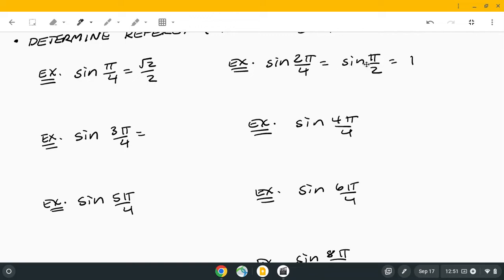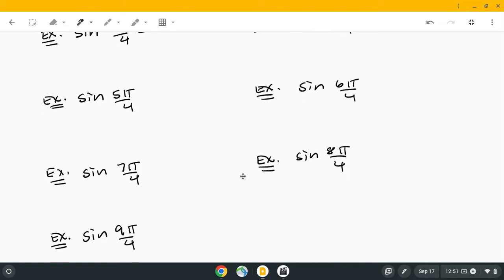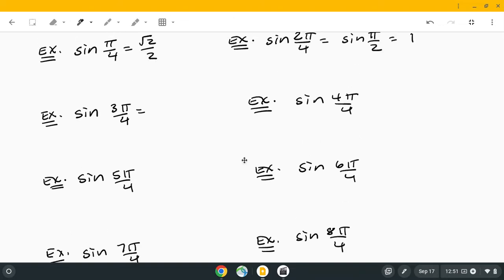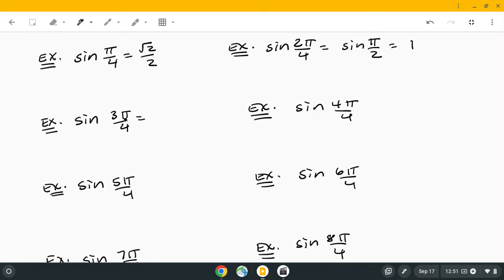Unless it reduces to some other fraction, the reference angle is going to be this parent angle. If this is a fourth, and we notice these are all fourths, then for the most part the reference angle is going to be pi over 4, 45 degrees, unless it reduces to some other fraction. This one doesn't reduce, so we already know that the reference angle is going to be pi over 4.